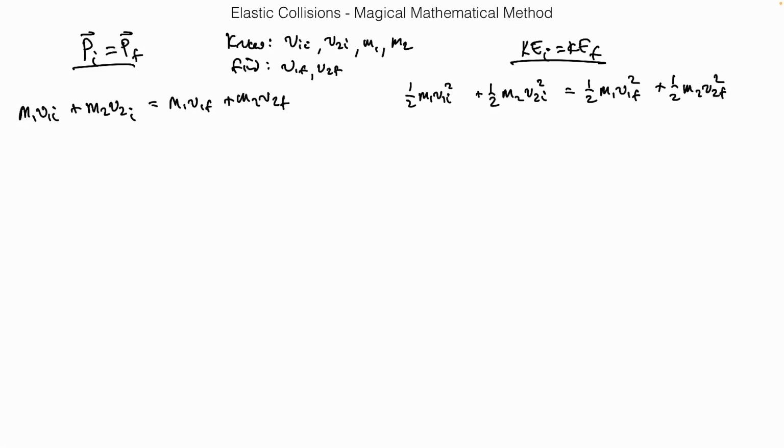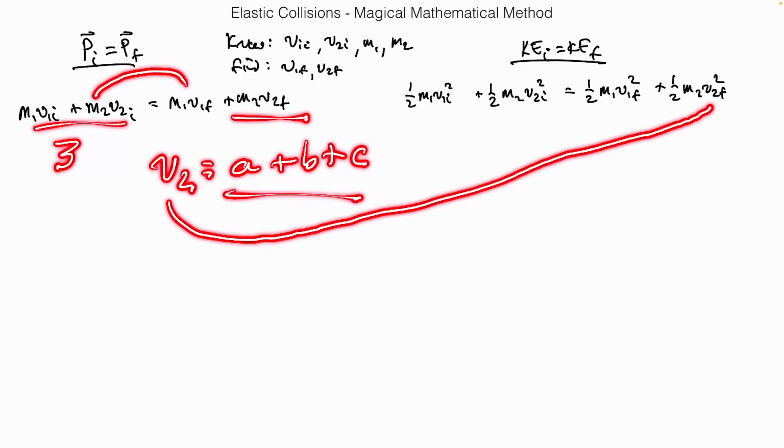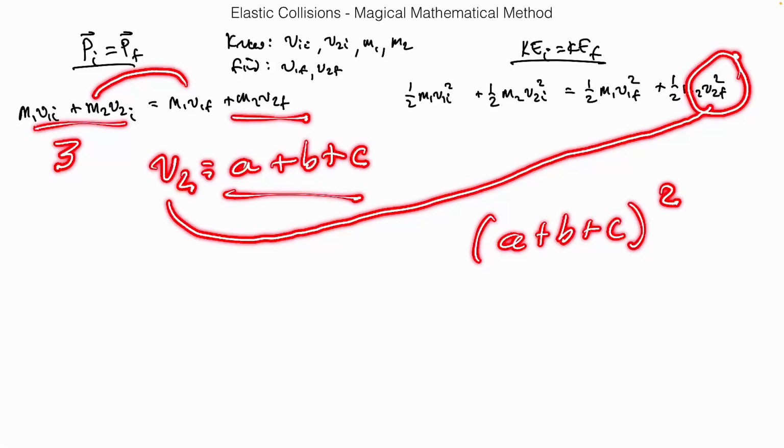Okay, so let's do a what if. What if we solve this for V2? V2 will be equal to how many terms? There will be 3 terms on the other side, right? If I move this over, there's 3 things over here, isn't there? So it looks like this. And now I substitute that V2 into here and it's squared. What happens when you square 3 things?